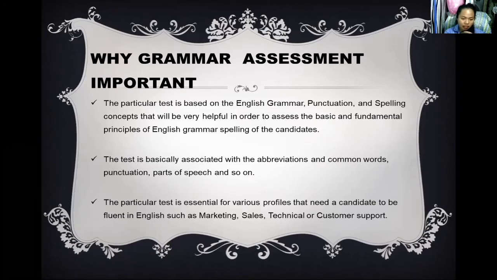And the third one is why grammar assessment is important, because it helps in English in terms of marketing, sales, technical, or customer support. And if they help other people, it can be used.